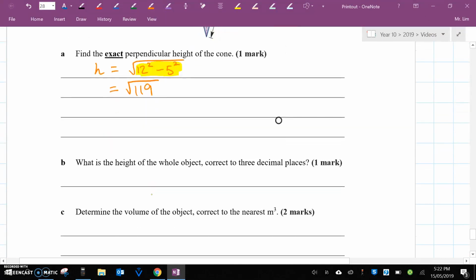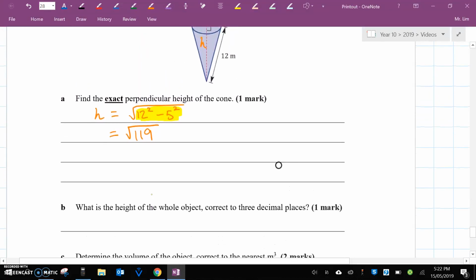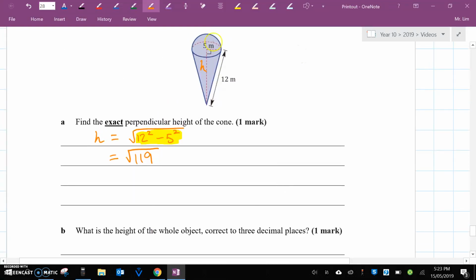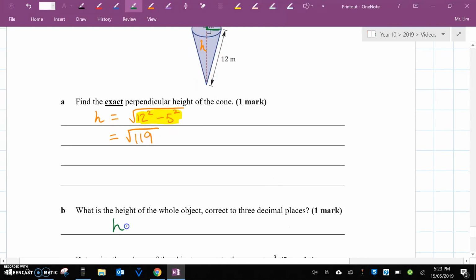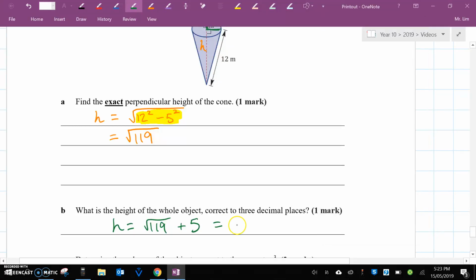Okay, I think we only have time for one more question. We'll see. What is the height of the whole object correct to 3 decimal places? Well, we know that the radius is 5. Therefore up here, that's also a radius, that's also 5. So the height of the whole object is root 119, h, plus 5, to 3 decimal places is 15.909. 15.909 meters. That should be meters up here as well.